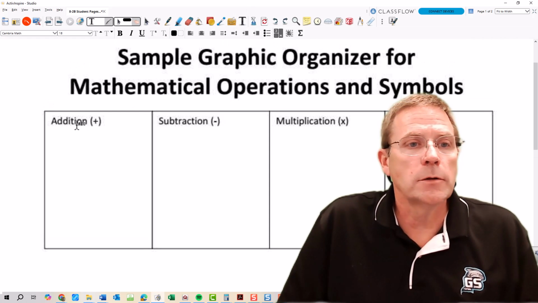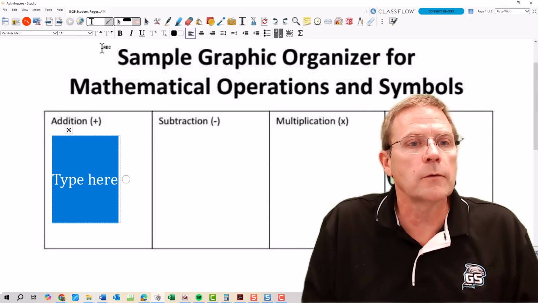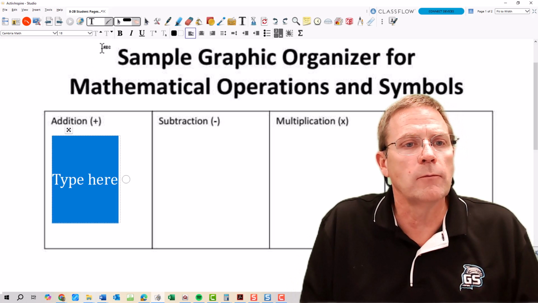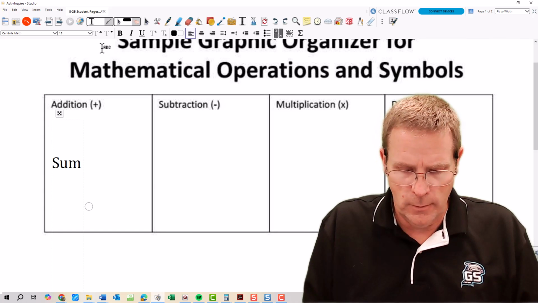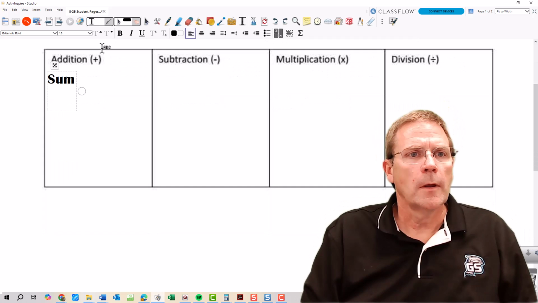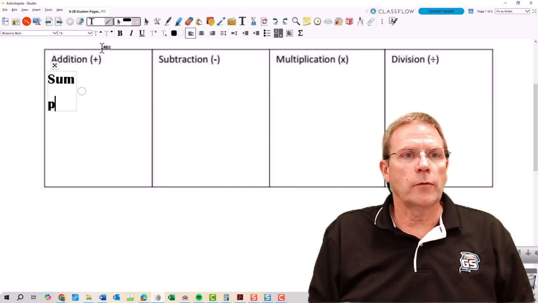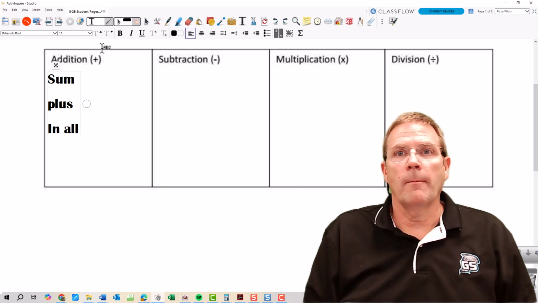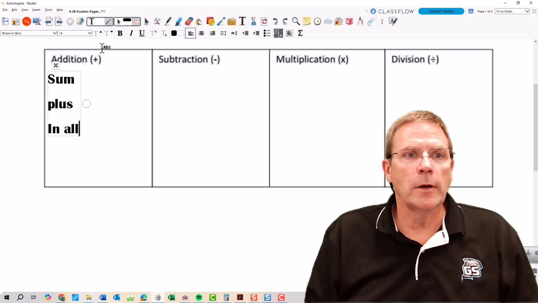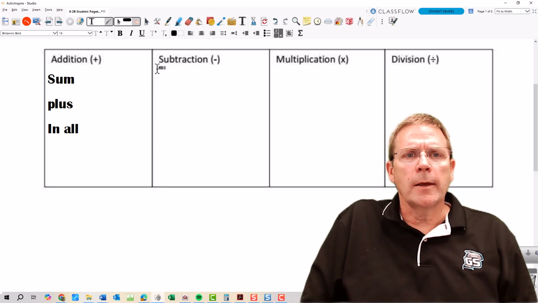So, I'm going to just try and type some in, so some ideas for addition. We might need to resize that. So one word we could use would be sum. All right, we got it figured out. So you have words like sum that you could use for addition. There's also plus, or maybe in all. So if you're combining them, if you said in all, how many do you have? Things of that nature. And those are the only ones jumping out at me right now.